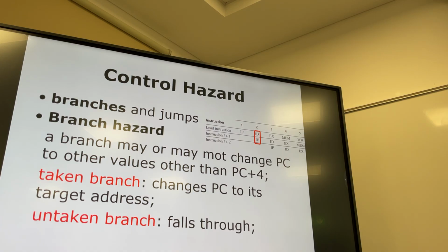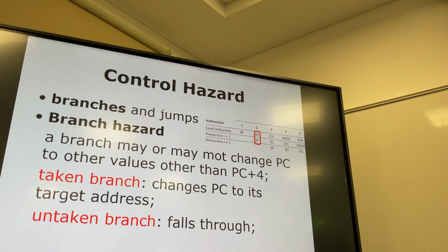Because if there is no forwarding, and if the result of the following instruction is dependent on the preceding instruction, the result needs to be written into the register file in clock cycle 5, which is the first, and we need that value in clock cycle 3. So we have a hazard. We cannot go backward.